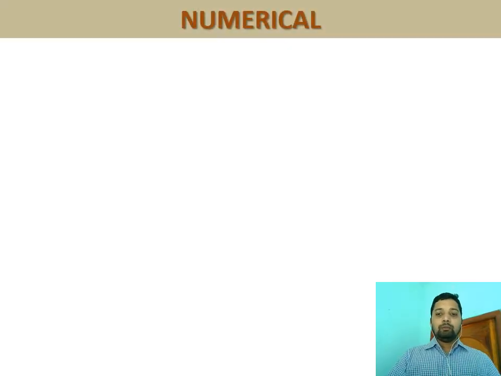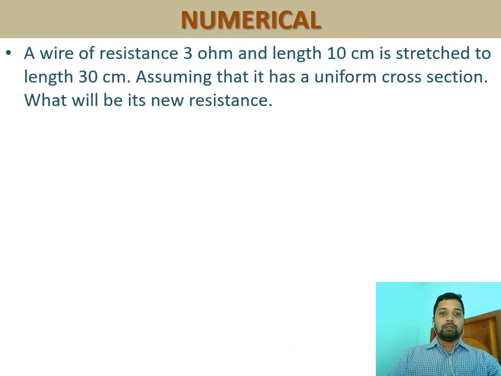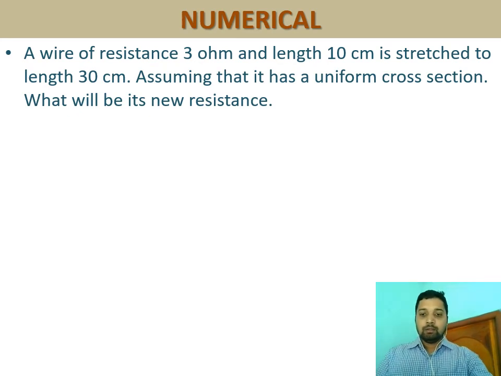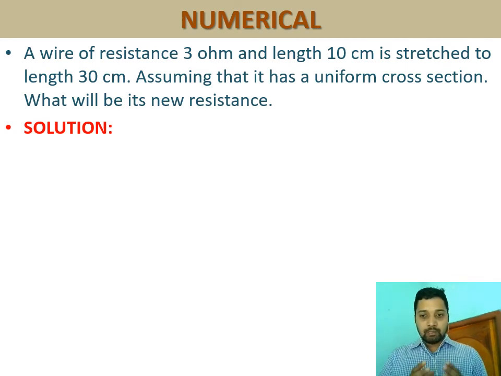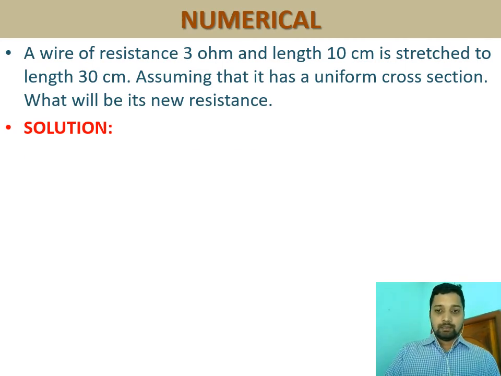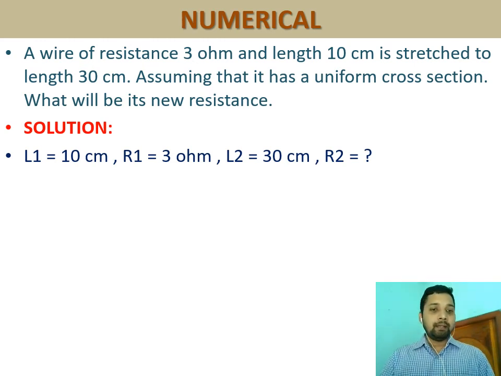So let's come to a numerical problem. Question: a wire of resistance 3 ohm and length 10 cm is stretched to length 30 cm, assuming it has uniform cross-section area. What will be its new resistance? To find the solution of this type of problem, we have to use the relationship between length and resistance. In the given data, L1 is 10 cm, L2 is 30 cm, R1 is 3 ohm, and we have to find R2.